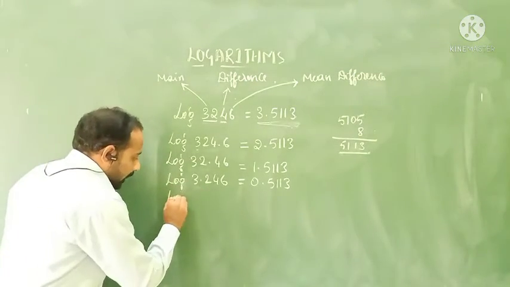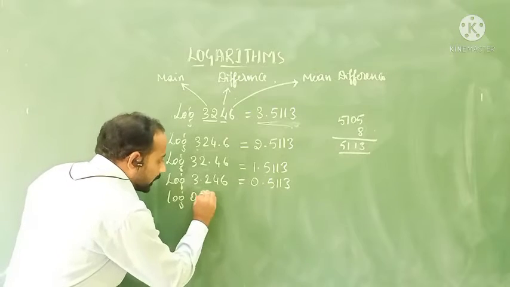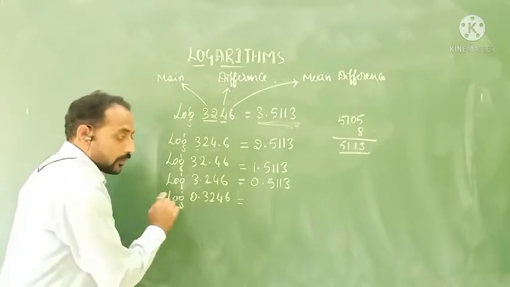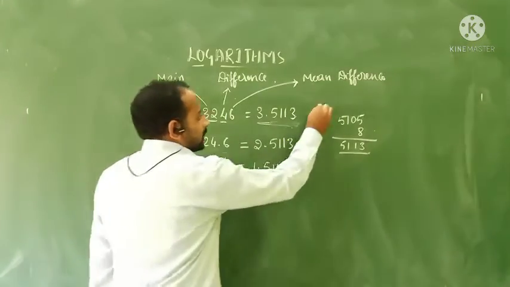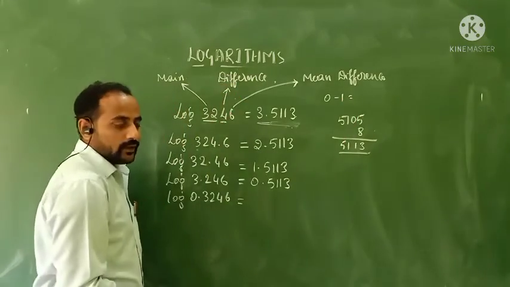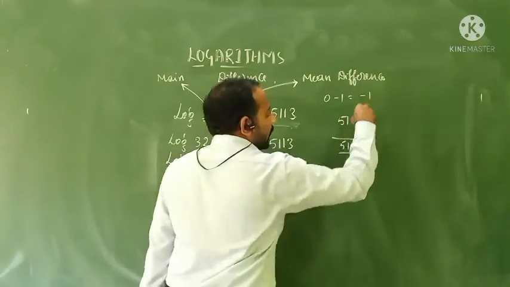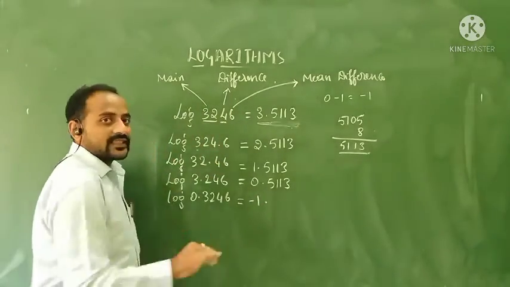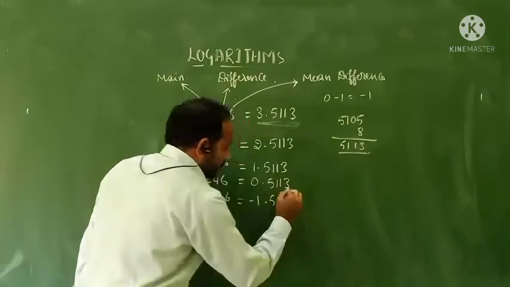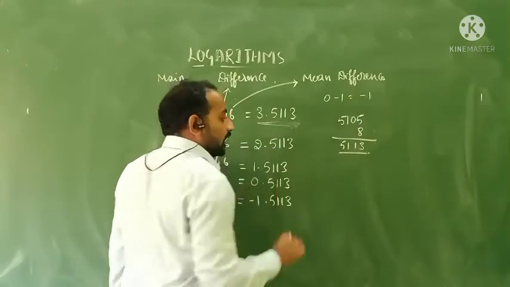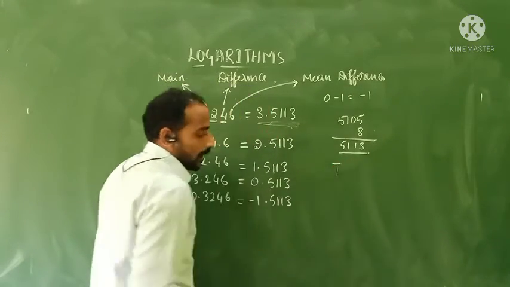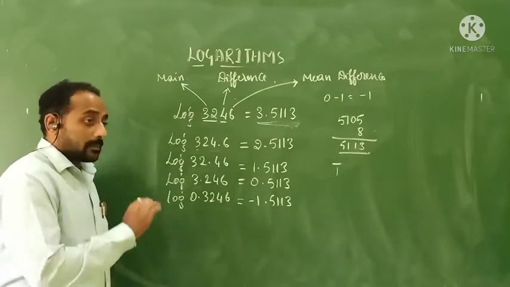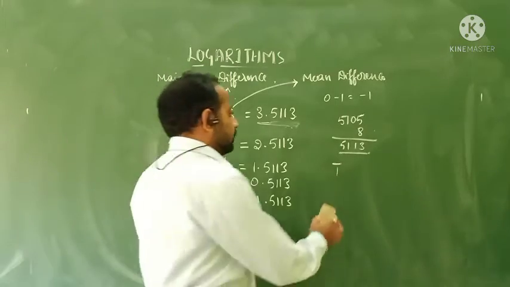If I get log 0.3246, what will be the answer? 0 minus 1. As I said, we have to subtract. 0 minus 1 is how much? That is minus 1 point. So the rest everything is the same, 5113. And remember, this minus 1, you will write it as 1 bar like this. Okay, so now we have seen a few examples. Still some more examples we will take.